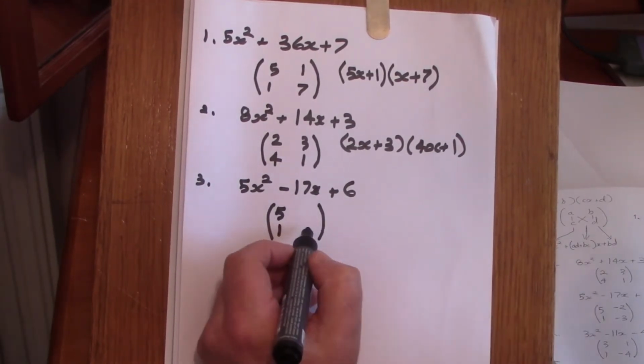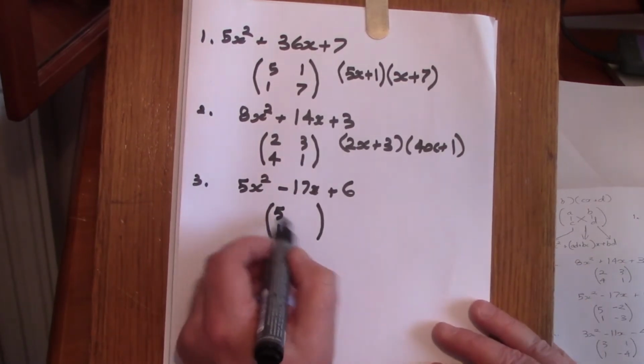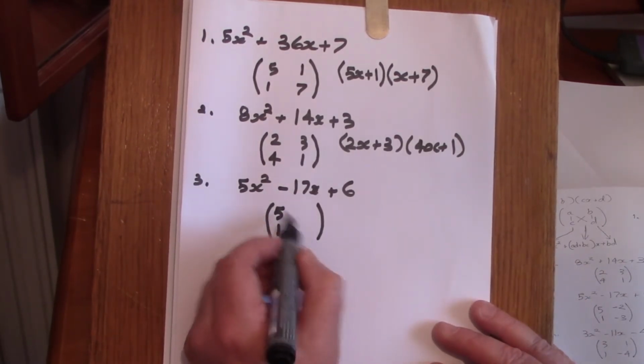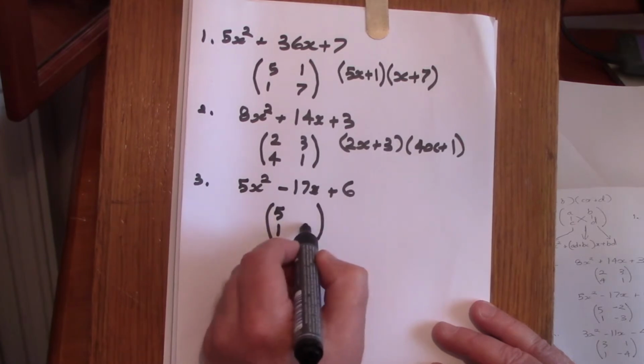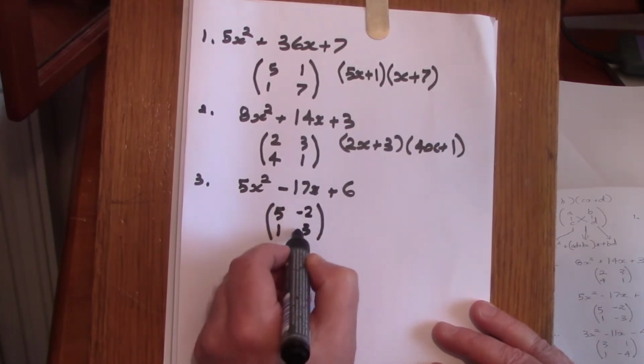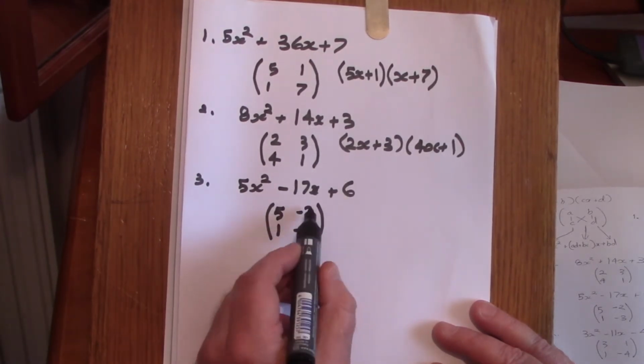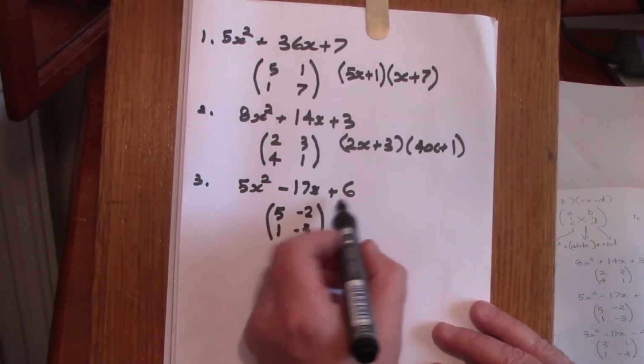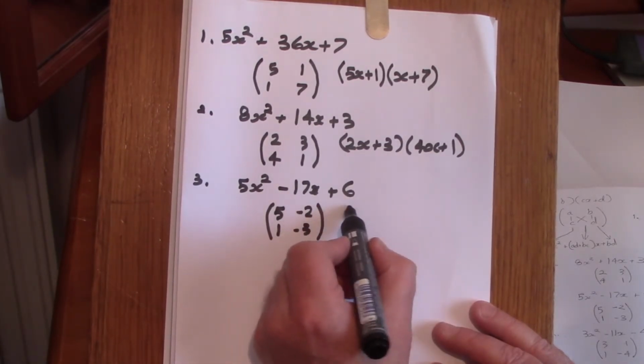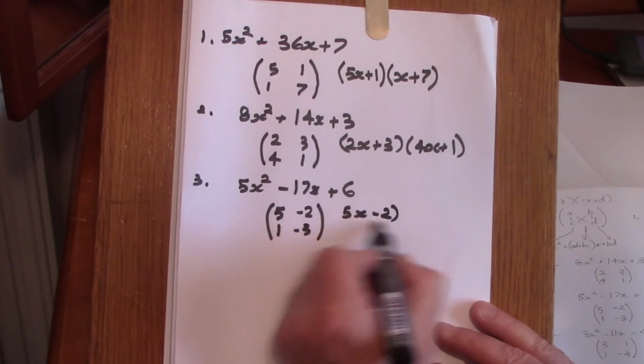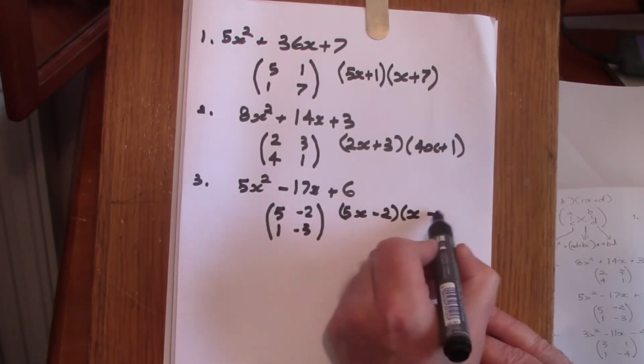So both of these numbers are going to have to be negative. And it won't take much to see that we'll need 3 5s and a 2 here. So we need a 3 and a 2, and they're both negative. This gives minus 15 take away 2 is the minus 17. And the result is 5x minus 2 times x minus 3.